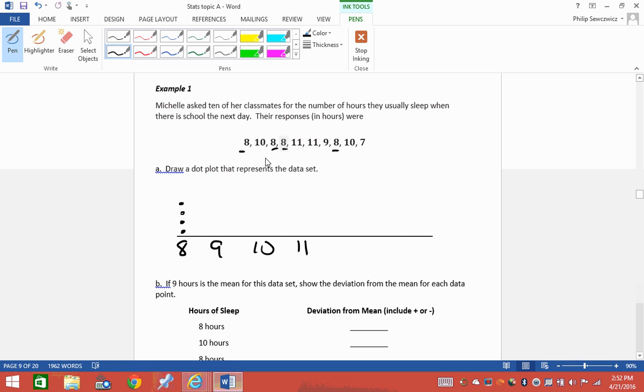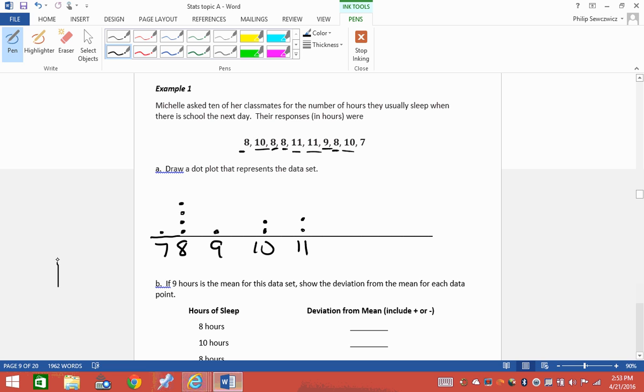How about 9s? How many 9s do I have? I just got 1, so we can put 1 dot there. How many 10s? There are 2 of them. Again, I'm trying to keep them lined up. And 11s: there are 2 of them. Now, do I have all the numbers down? No. This is why I like to underline them, in case I miss one. The lowest number is actually a 7, so I need to continue my line over here, 7, and put a dot with it.